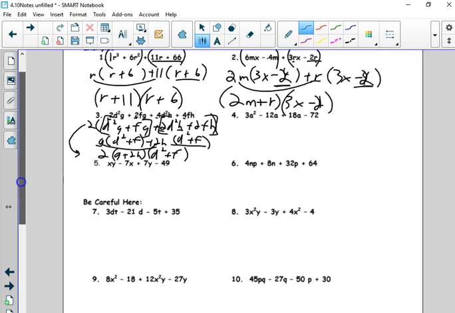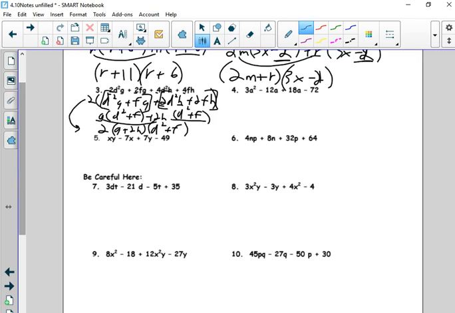Let's do number 5. Okay, no GCF, because there's just a constant here. So I'm just going to set up my teams. What can I take out of the first one? Simply x. Y minus 7. So I'm going to put y minus 7 here.